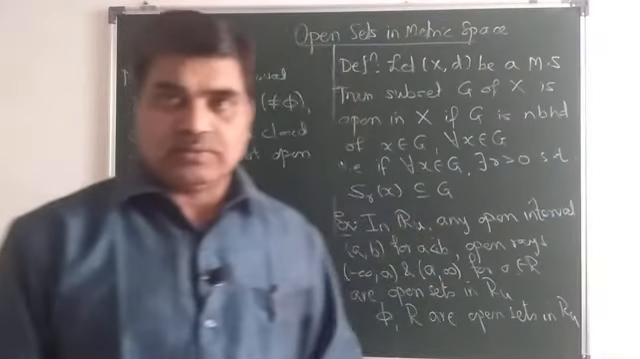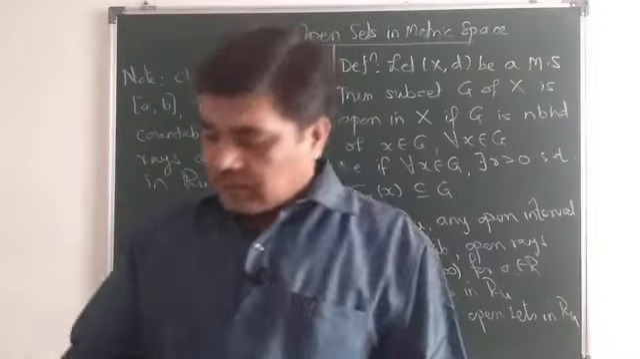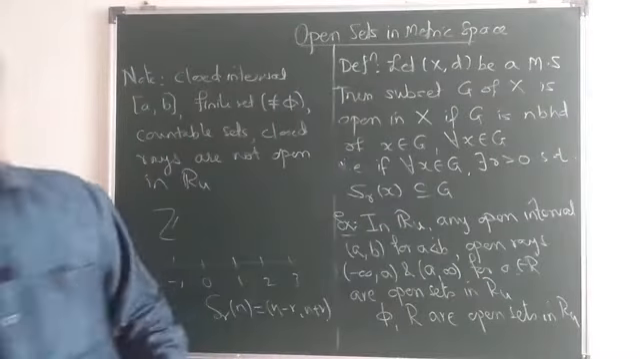U, the usual metric, d of x,y is mod of x minus y. That is very important.